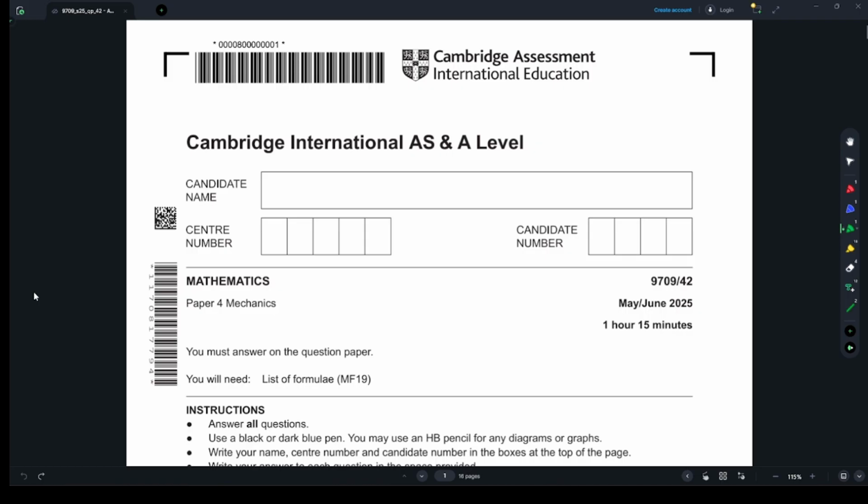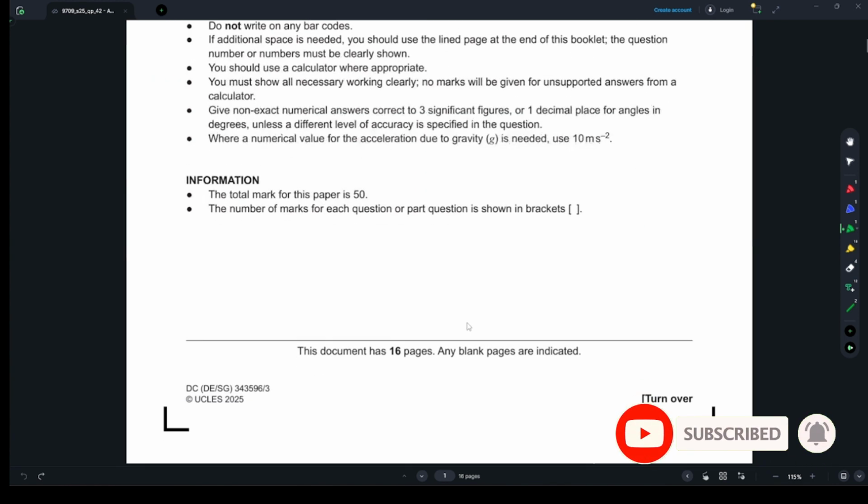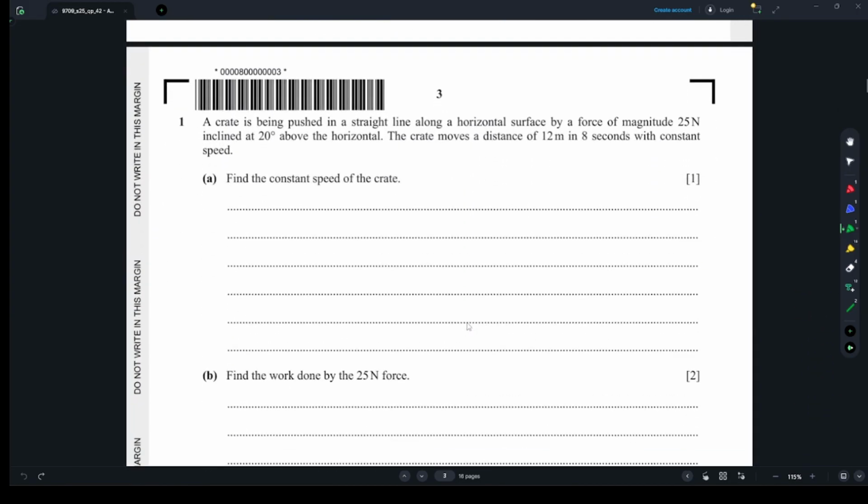Okay, today we will discuss the A-level Mechanics Paper 4, 2025 May/June. Here we are going to discuss Paper 42, Mechanics. Now I'm not going to explain the instructions. I hope everyone is familiar with these instructions. So let's get started.